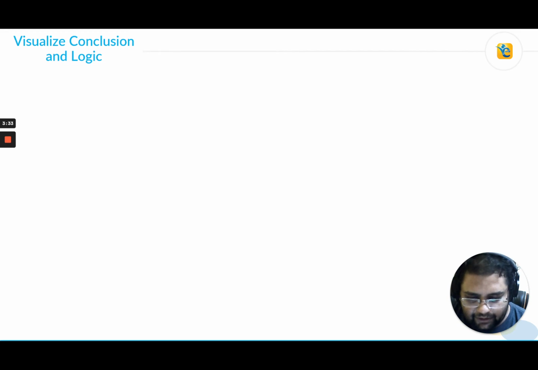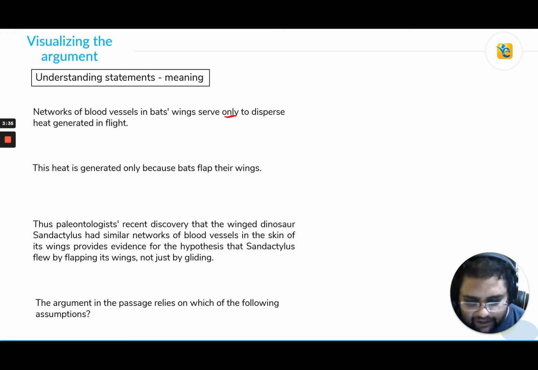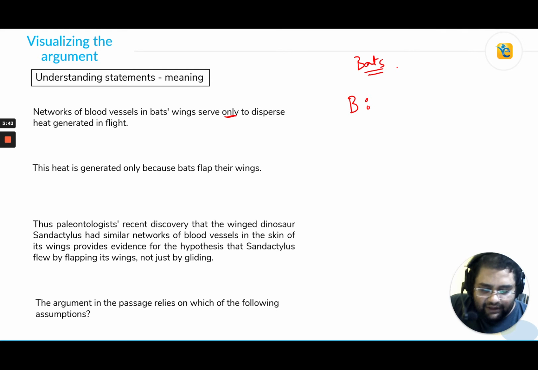So firstly, let me just go back here. We are talking about bats. So what do we know about bats? Bats have these networks of blood vessels. Let's call that B. They serve only one purpose. They exist for one purpose only. That one purpose is to dissipate the heat that is generated in flight. Heat generated in flight means the heat that is generated when a bat is flying. Okay, that's the first sentence. Now let's go to the next sentence. This heat is generated only because bats flap their wings.